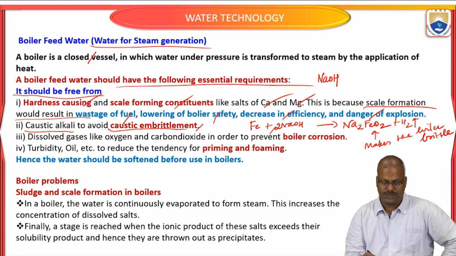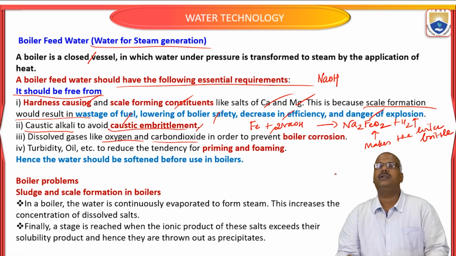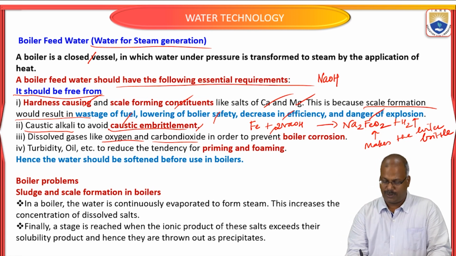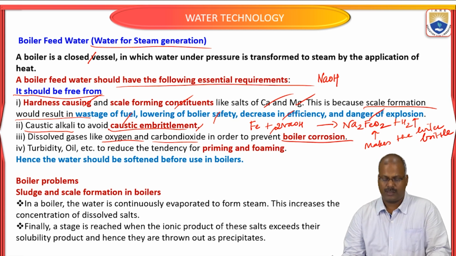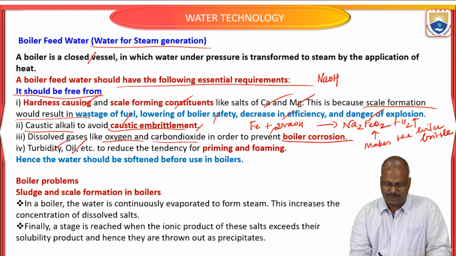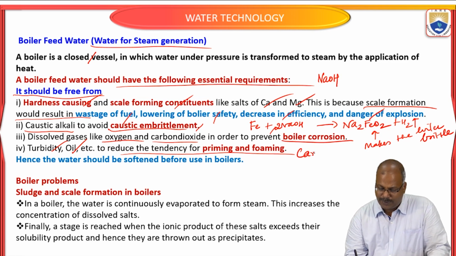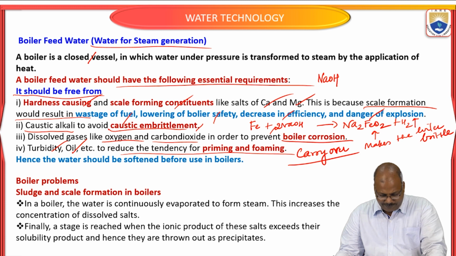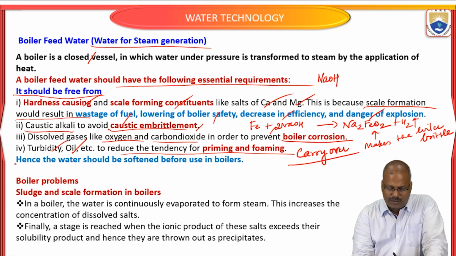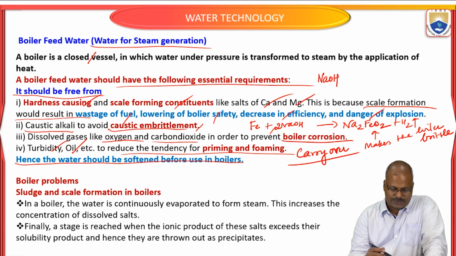Dissolved gases like oxygen and carbon dioxide should not be there in water used as boiler feed water, to prevent boiler corrosion. Turbidity, oil, etc. should be absent to reduce the tendency of priming and foaming, which we call carryover. There will be a lot of foam formation, which makes it very difficult to know the water level. Hence, the water should be softened before use in boilers.